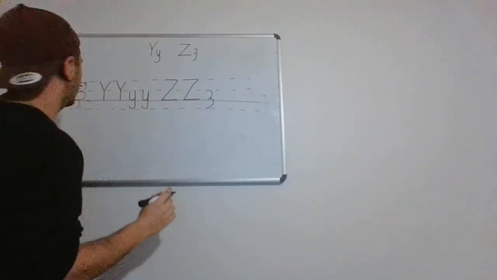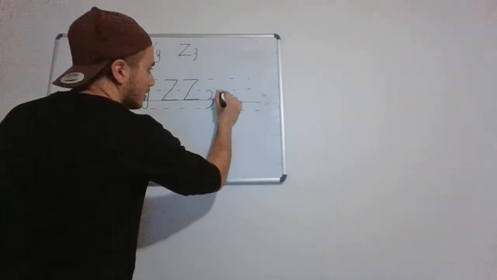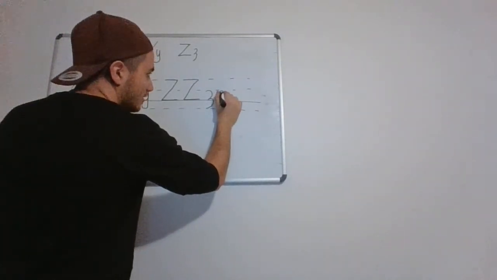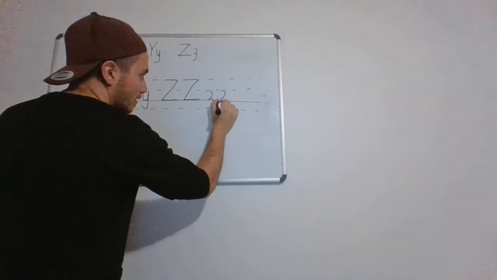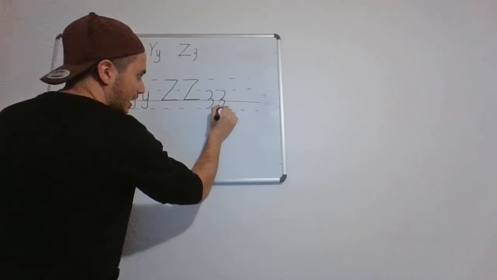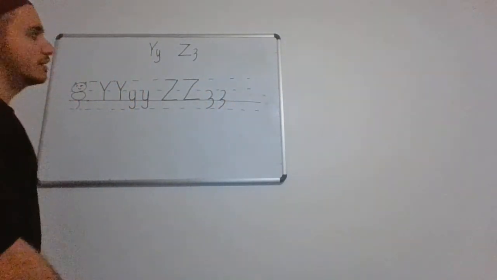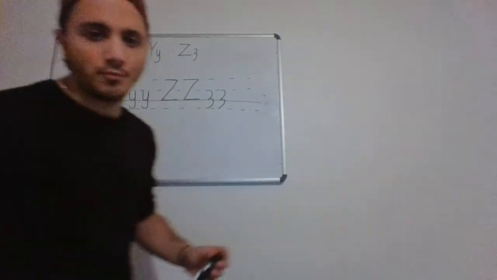It almost looks like a 3, but it is slightly different. So it goes down and then down again. Alright, tricky. Z for zebra.